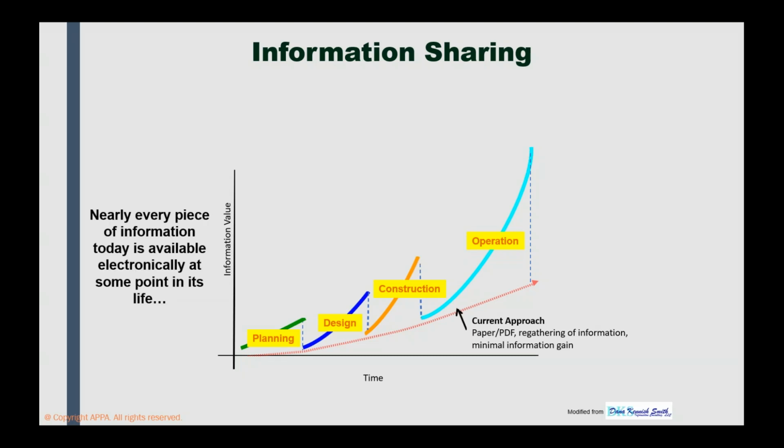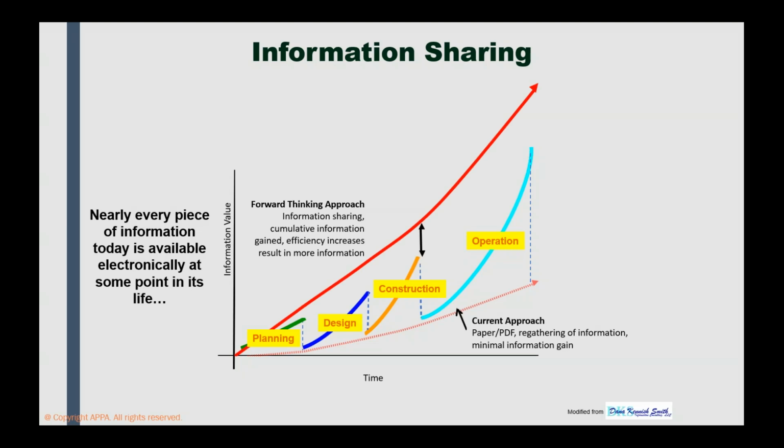In fact, I would even venture to say at this point that nearly every piece of information today has been available electronically at some point in time. The challenge we have is being able to capture that information, hold on to that information, and repurpose it. So collect data one time, use it many times. And if you do that, you come up with what's called an information thread, where you continually add on to this information. And it's a much more forward-thinking approach.